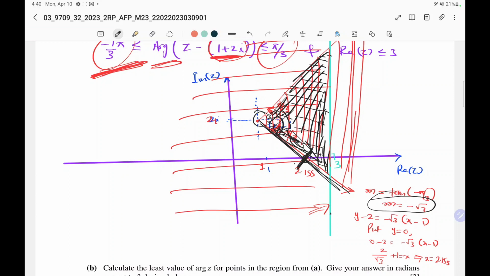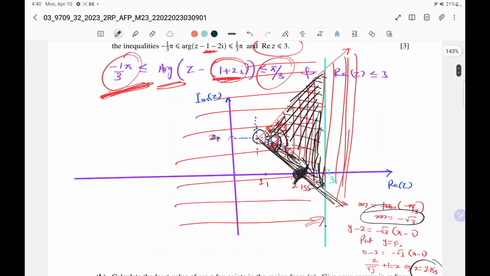And at this point, y is always 0, right? So put y equal to 0 to get x. So 0 minus 2 equals minus root 3 times x minus 1. I solved it and got 2.155. It means this point will be 2.155, which means 3 will go to the right of this point of intersection.